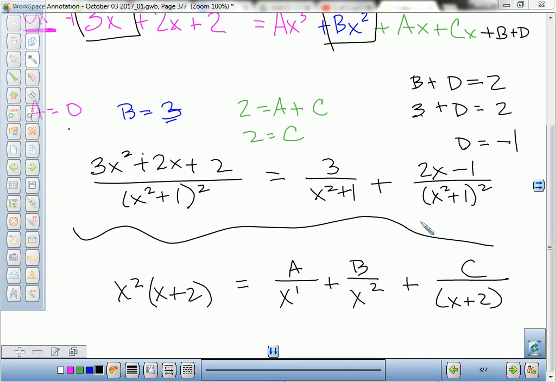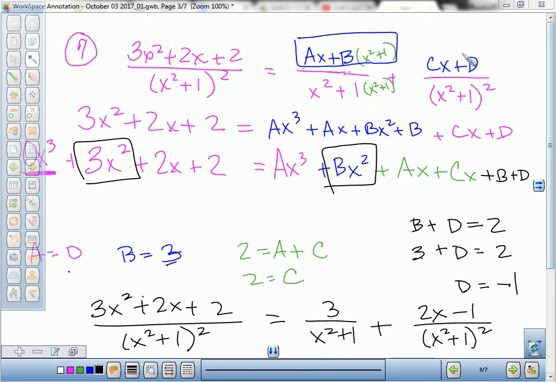Can we do that? Oh, you're saying like the denominator is already factored? Yeah. The only time we put it over ax plus b is if this is an irreducible quadratic. It doesn't factor. Yes, ma'am.